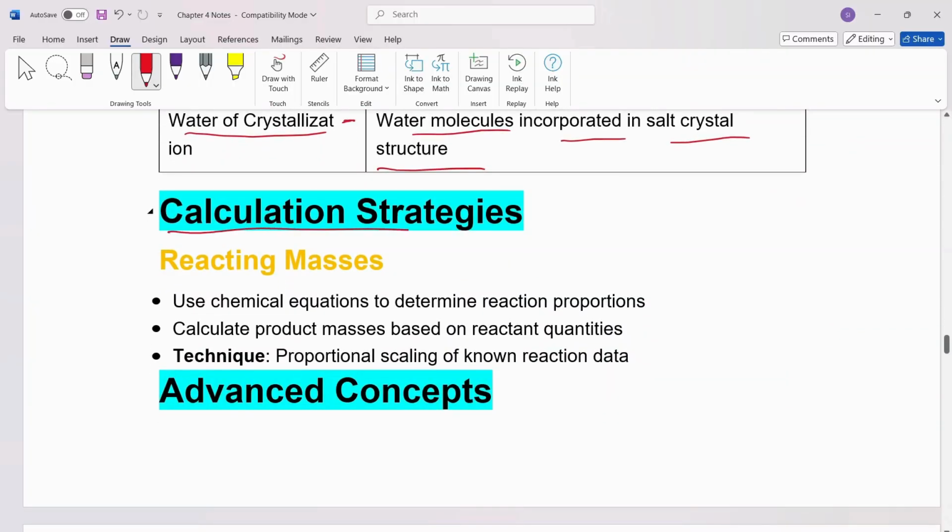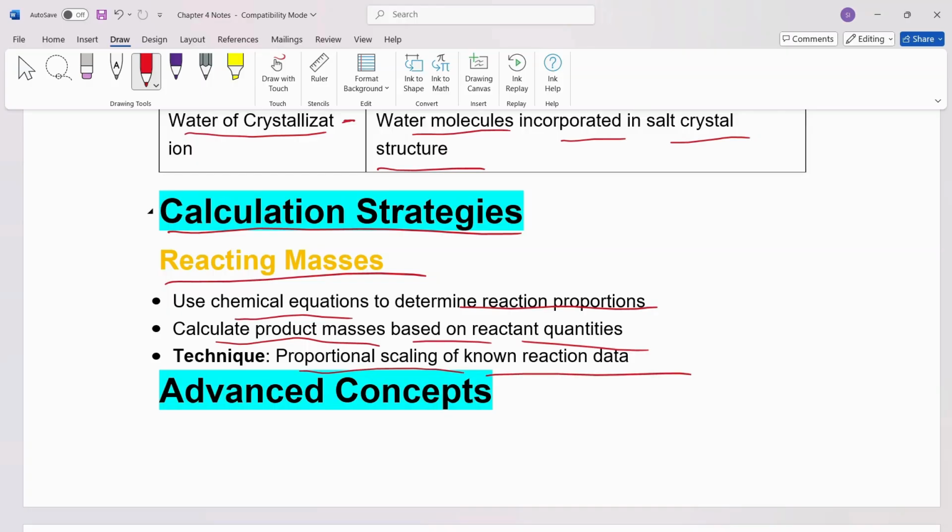Some calculation strategies, reacting masses, use chemical equations to determine reaction proportions. Calculate product masses based on reactant quantities. Technique: proportional scaling of known reaction data.